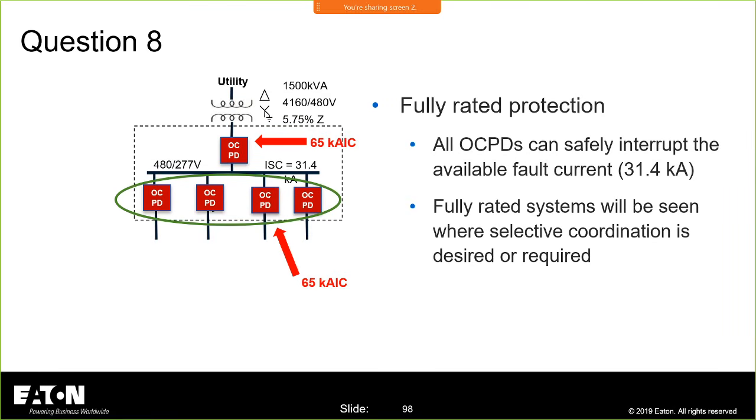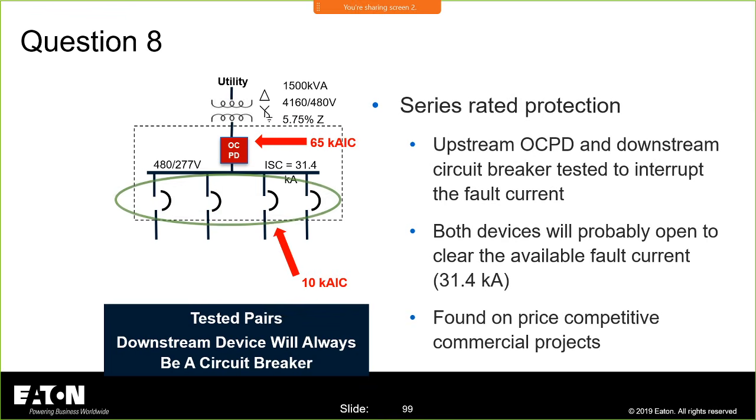Fully rated, 65,000 amps. I have 31,000 amps available fault current at this bus. All devices can interrupt it. In a series rated system, the downstream devices can have a lower interrupting rating than the available fault current at that bus. So when I have a series rated system, I have a 10,000 amp interrupting rated device downstream, and a 65K rated device upstream, and I have 31,000 amps available. They're both going to open.